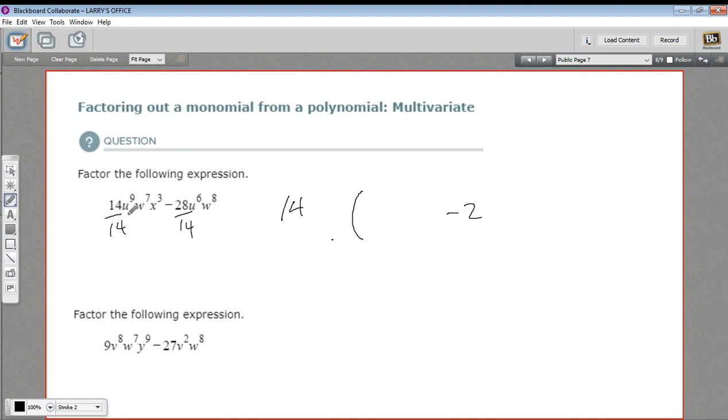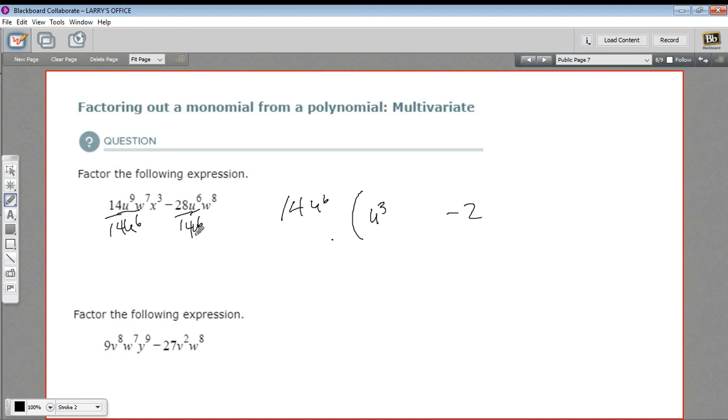Let's move on to the u. Here I have u to the ninth, and here I have u to the sixth. The way to think about this is find the smaller exponent, and that's what you can factor out. So I can factor out a u to the sixth. That works because here, u to the ninth divided by u to the sixth leaves me a u to the third. Remember, when you divide exponents, you subtract them. And here, u to the sixth divided by u to the sixth is 1. And again, all this stuff is multiplied, so I don't even have to write it. Multiplying by 1 doesn't change anything.